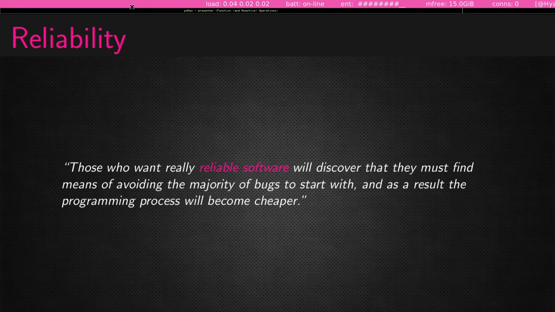So, a wise and sometimes smug computer scientist once said, those who want really reliable software will discover that they must find a means of avoiding the majority of bugs to start with. So, can we avoid the majority of bugs to start with? What do you think? Okay, that was a resounding maybe, I think.